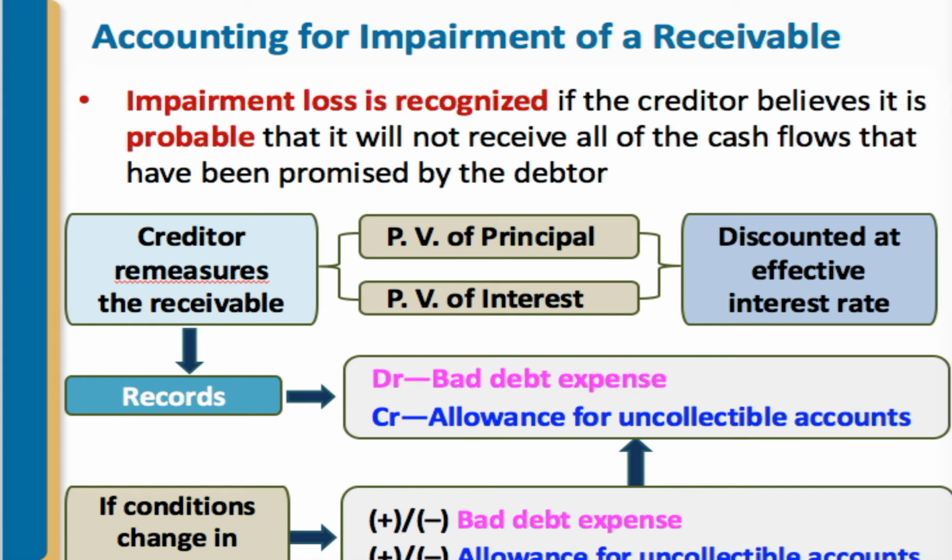Under current GAAP, an impairment loss on a receivable is recognized if the creditor or lender believes it is probable that it will not receive all of the cash flows, principal and any interest payments, that have been promised by the debtor or borrower. In that case, the creditor remeasures the receivable based on the present value of the currently expected cash flows, discounted at the loan's original effective interest rate.